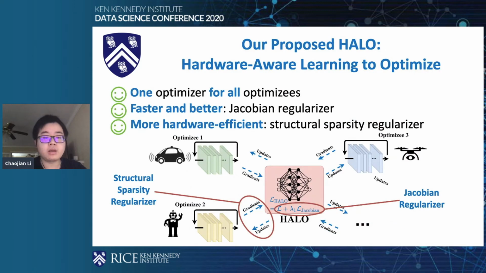So to summarize, our Hello optimizer features the following highlights. First, the one-for-all feature: one optimizer for all optimizees. Second, the faster and better convergence thanks to the Jacobi regularizer. Third, being more hardware efficient by the structure sparsity regularizer. This solves the three challenges caused by the mismatch between prohibitive training cost and limited on-device resources mentioned before.